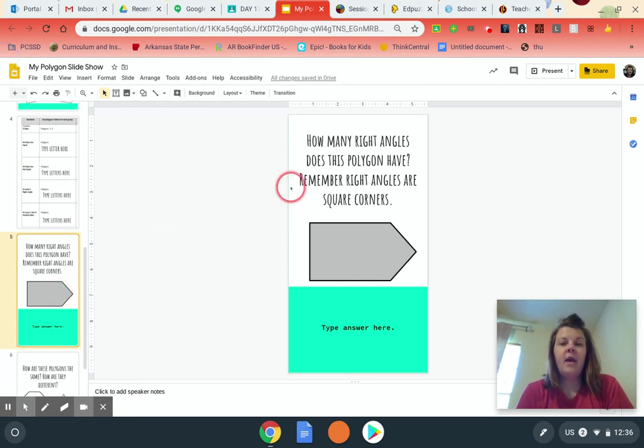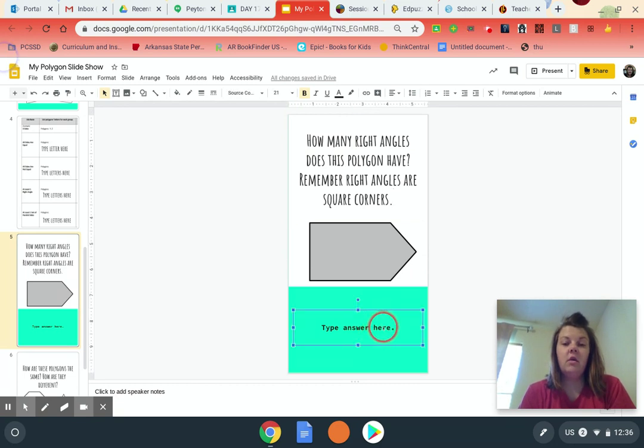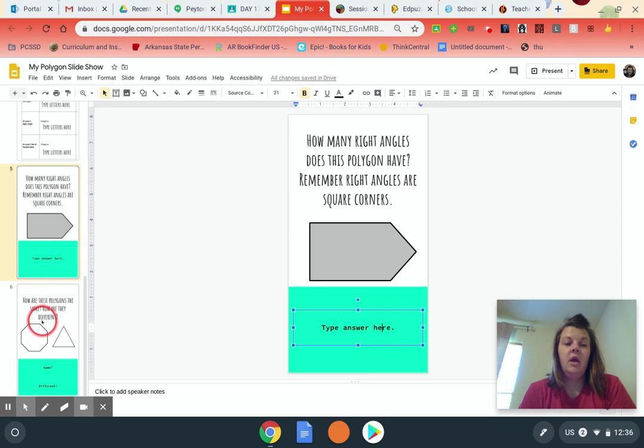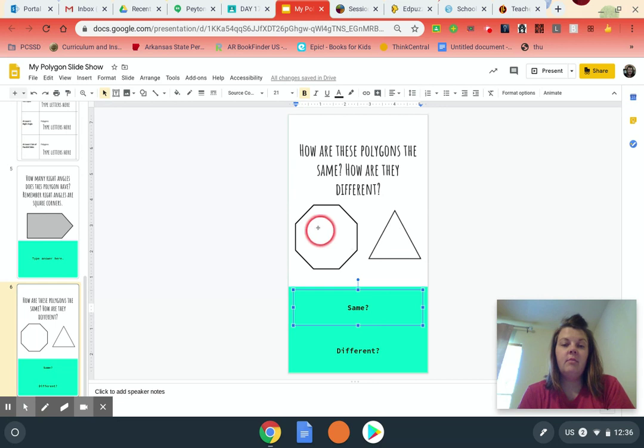Slide number 5. How many right angles does this polygon have? Remember, right angles are square corners. So you're going to study this and count how many box corners that it has. Don't click on my question and delete the question because then it'll be gone and you won't know what you were supposed to do. Click here and type your answer. And then on the last slide, how are these polygons the same? So there's something the same about them. Type your same answer right here. Click and type. And then how are these polygons different? Click different and type. Once you've edited slide number 4, 5, and 6, you'll push turn in up here.